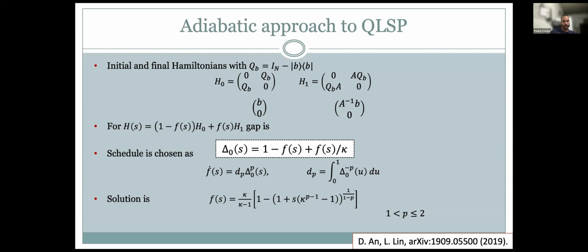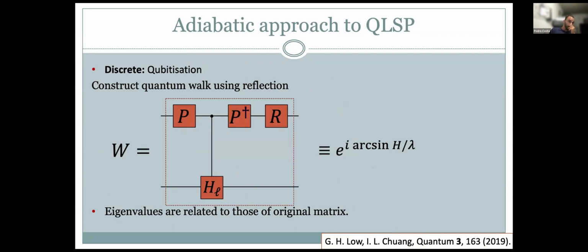And here we have a version that was proposed previously, written in terms of a power P, and we can choose this power between the values 1 and 2, where 1 cannot be included. There are several options for the choice of schedule, and this is one of them. If you solve that, you see the schedule depends on the condition number of your matrix, the power P, and the parameter S of the evolution. So this is the continuous version. That's how people usually apply it.